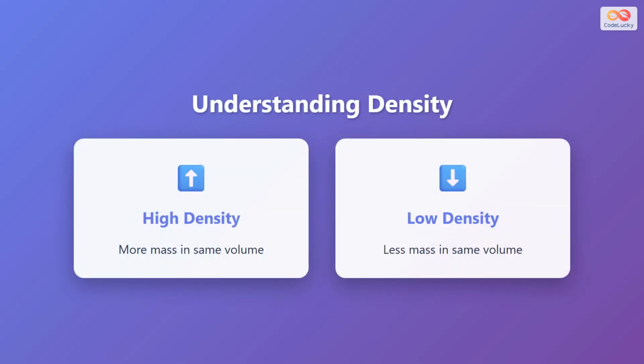High density means more mass is packed into the same volume. Materials with high density feel heavy for their size. Low density means less mass occupies the same volume. Materials with low density feel light for their size. This difference in density explains why some materials sink while others float when placed in water or other fluids.